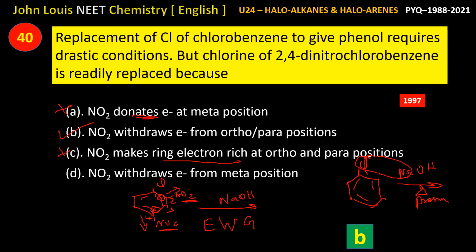Then NO2 withdraws electron from meta position. No, it is present only in ortho and para position. Therefore it can withdraw electron from the ortho and para position only. It cannot withdraw electron from the meta position directly. Therefore this is also wrong. Therefore option B is the correct one. So NO2 withdraws electron from ortho and para position, which makes the leaving group chlorine to leave the benzene ring easily. Hope the answer is clear and you have understood it perfectly.